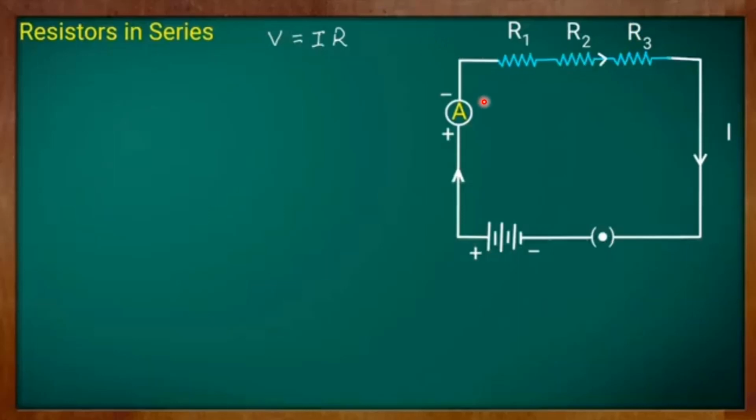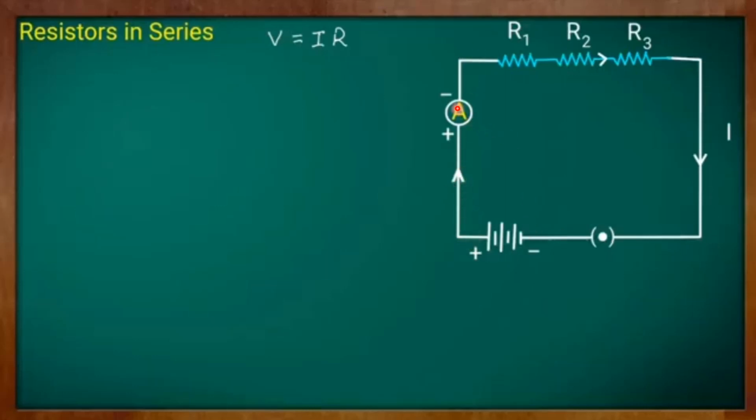Then I have an ammeter, which is connected in series to these resistors. Then I have a battery or a cell. Then this is called a switch or a plug key. Remember, the current will always pass from the positive end of the battery to the negative. That is, the electric current will pass in this direction, from positive to negative.